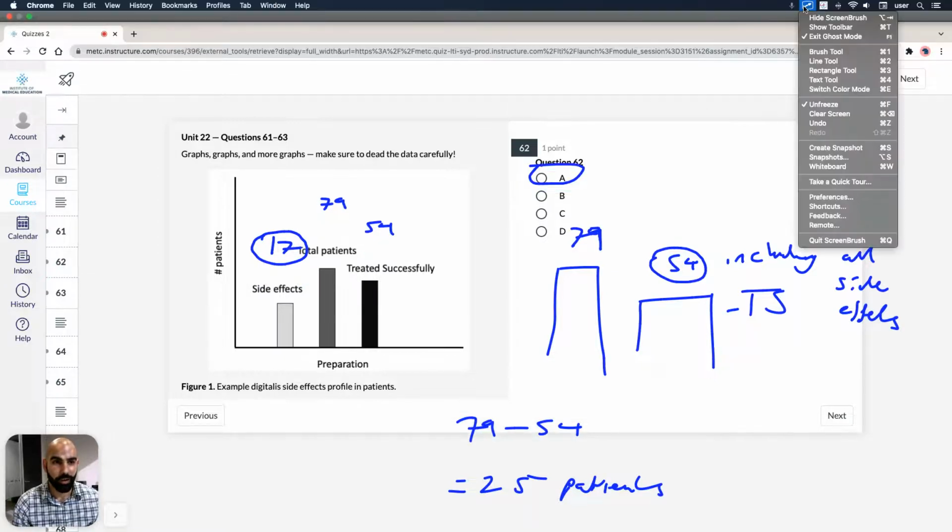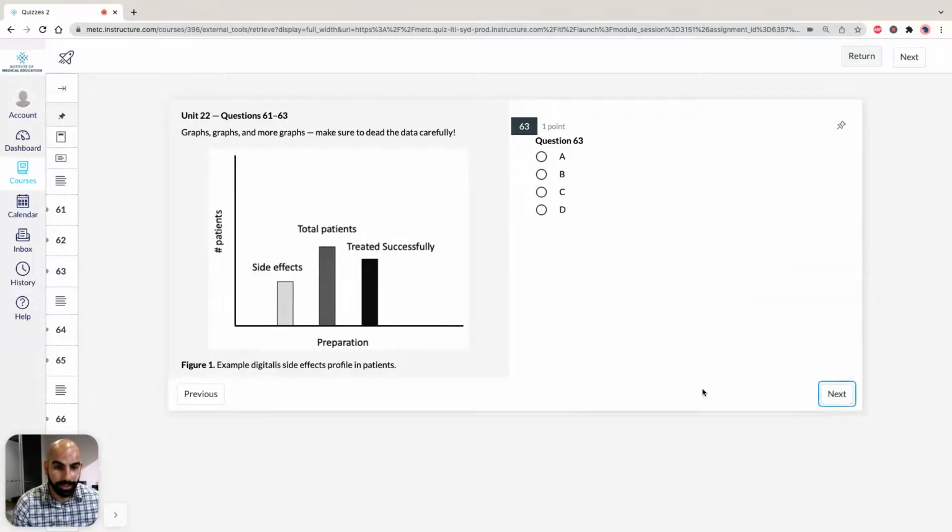Now 63, it's a similar question, but the wording might trick some students. It says for the alcoholic extract. So let's write it out, alcoholic extract. We've got about 7, 15, 12. It says, suppose the greatest possible number of patients who were treated successfully had side effects. That pretty much means if there were, say, 13 people who had side effects, only 12 of them would be part of this group.